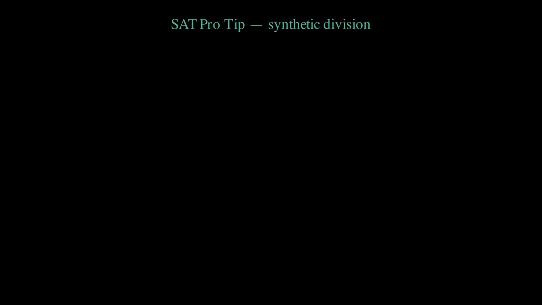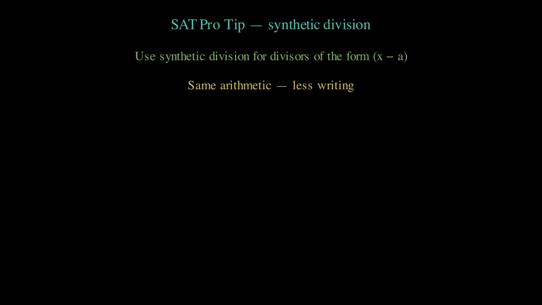SAT Pro Tip. Synthetic division is a fast shortcut when you divide by x minus a. It packs the same multiply-add steps into a compact table, which saves time when a is a nice integer. Still, long division explains what synthetic is doing, so learn both for flexibility.